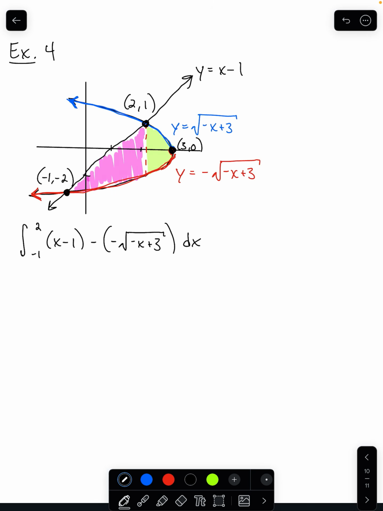But then separately, from an x value of 2 to an x value of 3, we would need the blue function, the upper half of this sideways parabola, as our upper function, minus the lower half of the sideways parabola, the red graph, as our lower bound function. And this is not impossible, but it just looks very, very messy. There is an alternative.